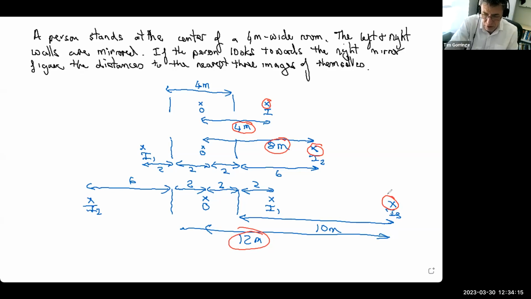And so in answer to the question, find the distances to the 3 nearest images of the person in the mirror, they were at 4 meters away, 8 meters away, 12 meters away. And this would carry on. There'll be another image, if we were to trace it out, based on 4 reflections that would be 16 meters away. There'll be another image based on 5 reflections that would be 20 meters away, and so on and so forth. Anyway, that's an example of images formed in a plane mirror.